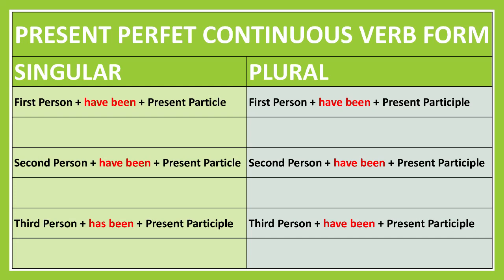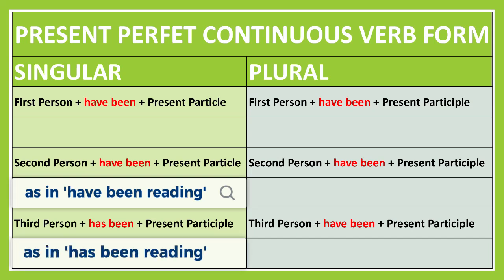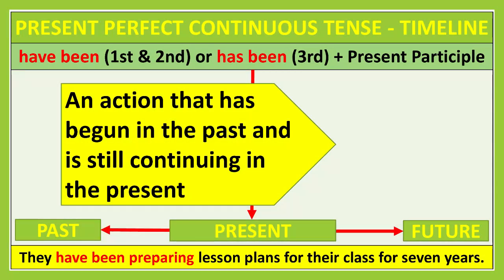Finally, present perfect continuous. In this form, have been is paired with the present participle form of the verb ending in ing for the first and second person, both singular and plural, whereas third person singular uses has been with the present participle, while third person plural follows the same structure as the first and second persons. Examine the timeline to grasp the structure of the present perfect continuous form and its usage.